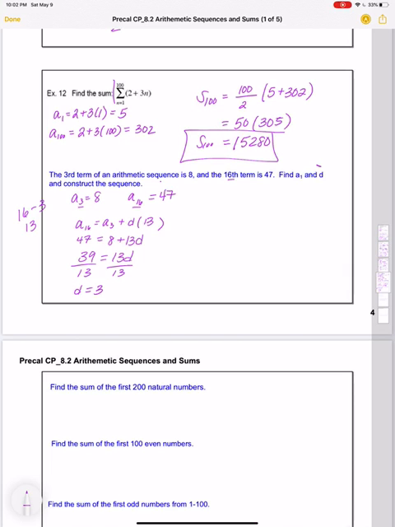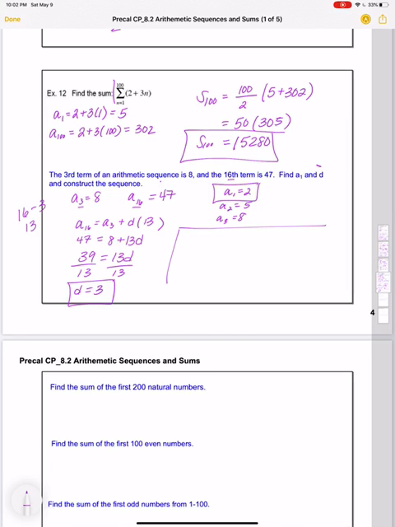Yeah, so let's see. We know A sub 1, A sub 2, A sub 3. We could just work backwards. If I subtract 3, then I get 5, and if I subtract 3 again, then I get 2. So my first number is 2. So I found A sub 1. I found my distance, and now I'm going to construct this sequence.